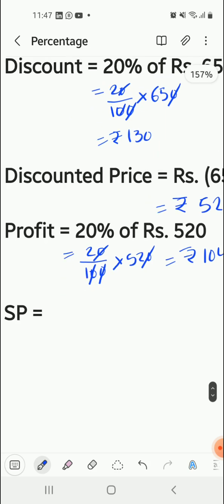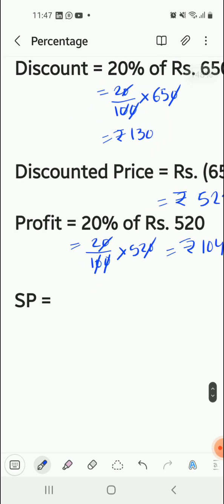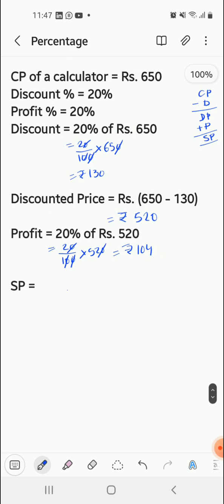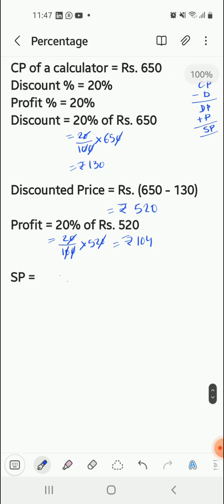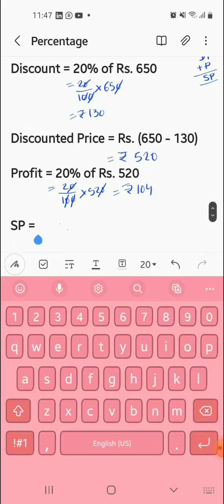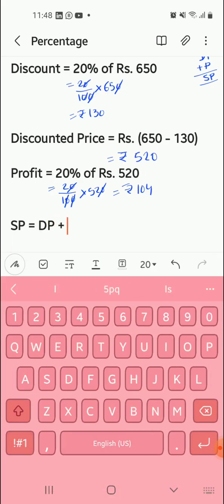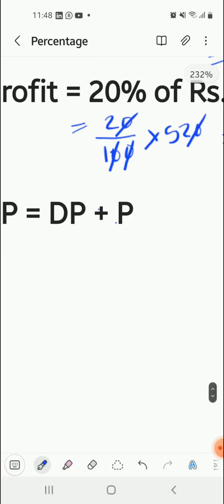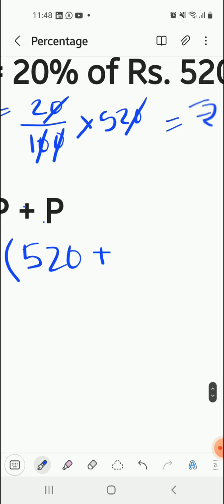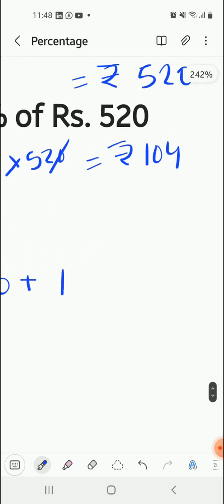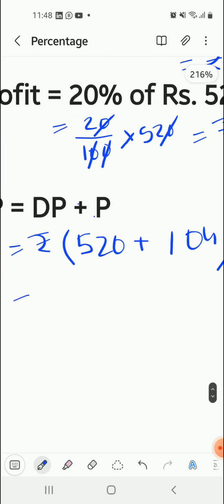52 into 2. Now selling price is very simple. The cost price plus the profit. So over here the discounted price was 520. On that we have to add the profit. So the DP, that is discounted price, was rupees 520, and plus profit. Profit was rupees 104. If we add both, we are going to get 620.